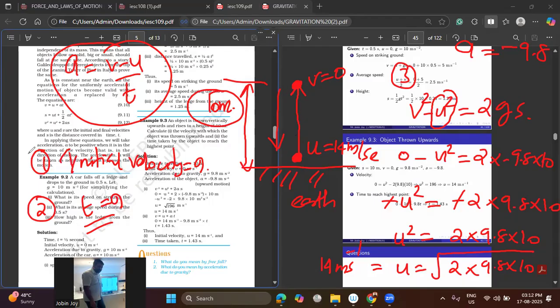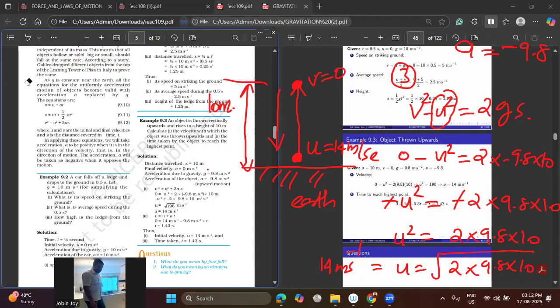So you can write the first equation of motion, v is equal to u plus gt. v is equal to 0 because the object reaches here, the final velocity will be 0. So 0 is equal to u, which is 14, plus g, which is minus 9.8, into time.